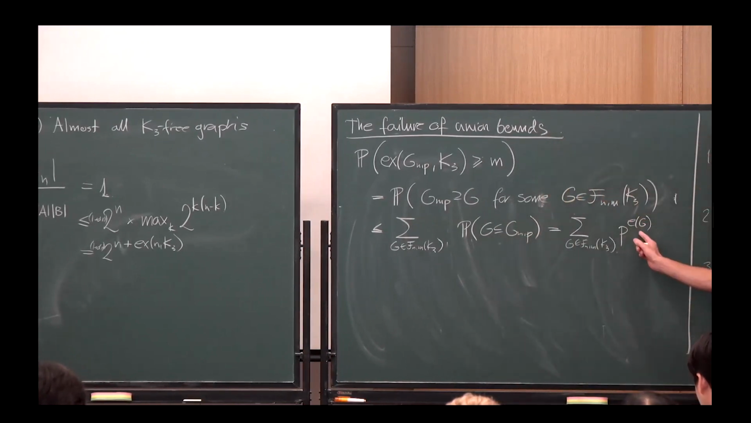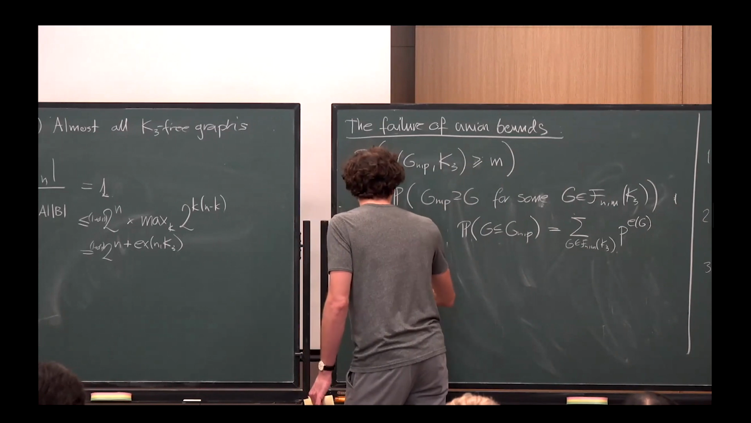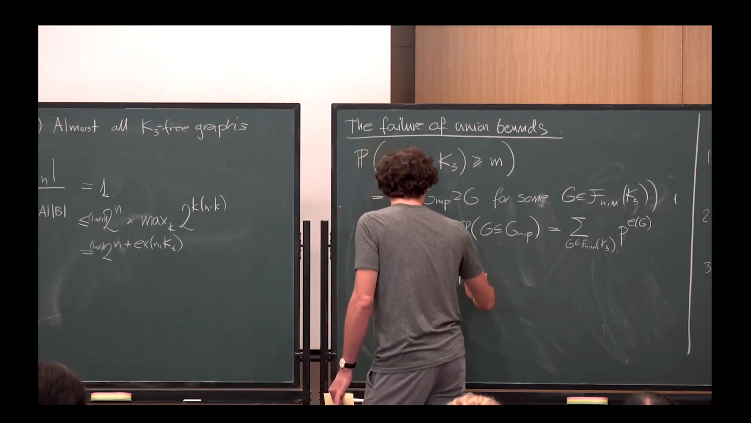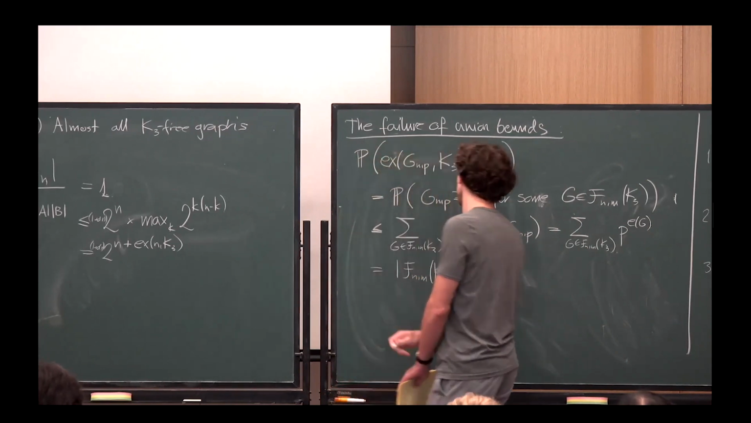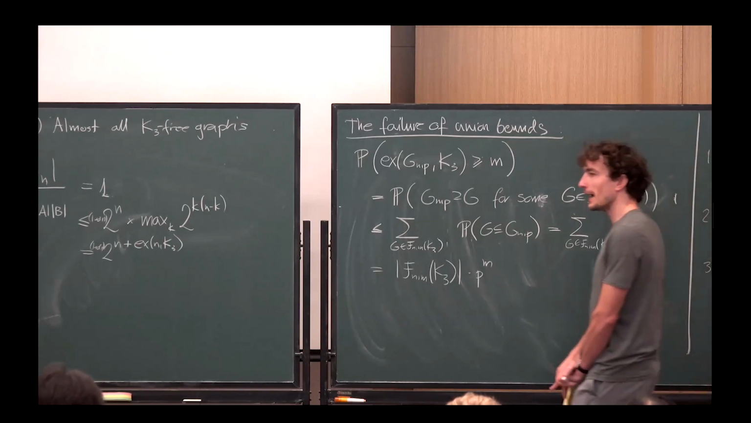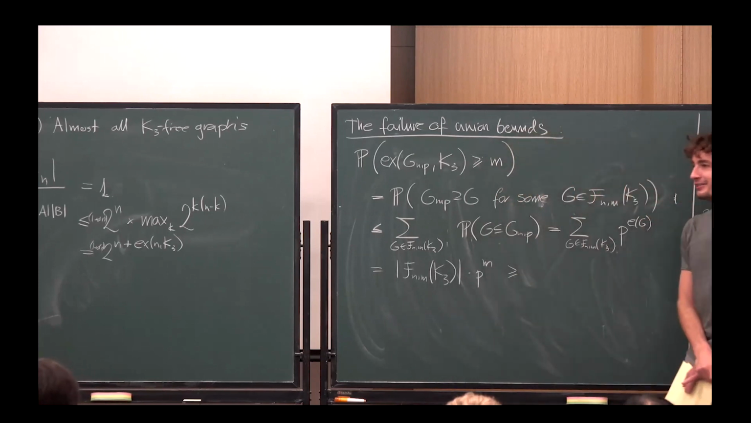However, all these graphs have the same number of edges, m. So this is equal to the size of the family times p to the m. Great. And how good is it? Unfortunately, this is pretty bad. Why is it pretty bad? I'm going to do something strange.